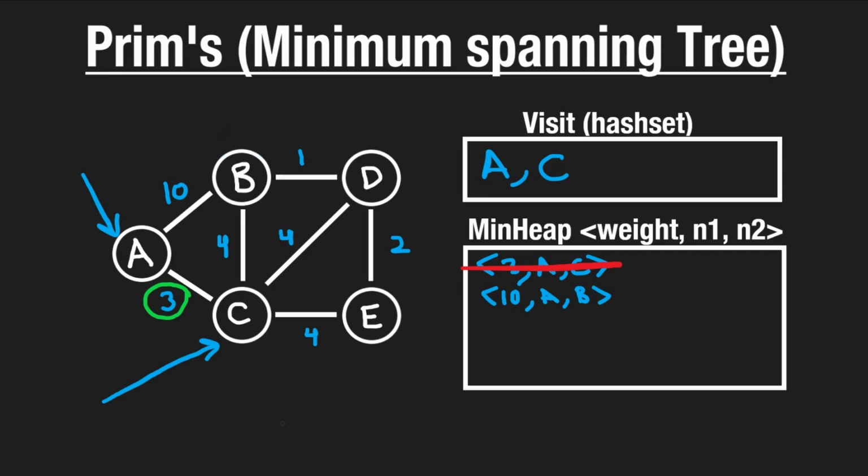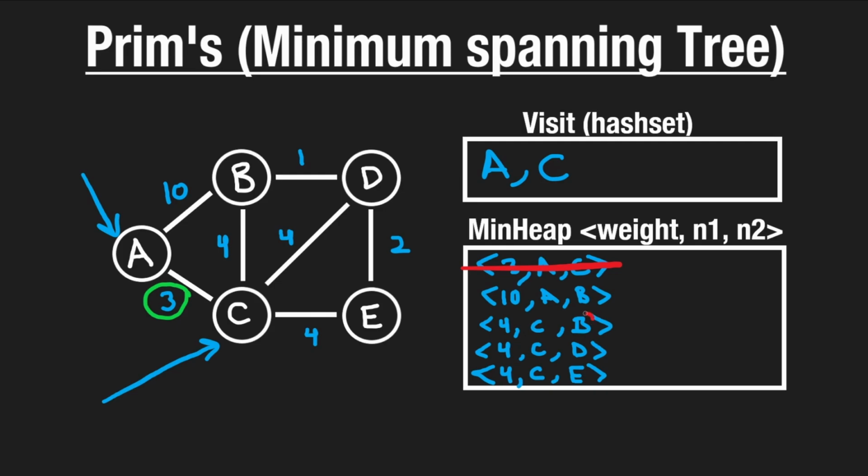So now that we visited C, we're going to add all of C's neighbors to the min heap because now we have 3 new edges that are reachable from C. So let's add all of them. They all have a weight of 4. So we'll add all 3 of them to the min heap. C to B, C to D, and C to E.